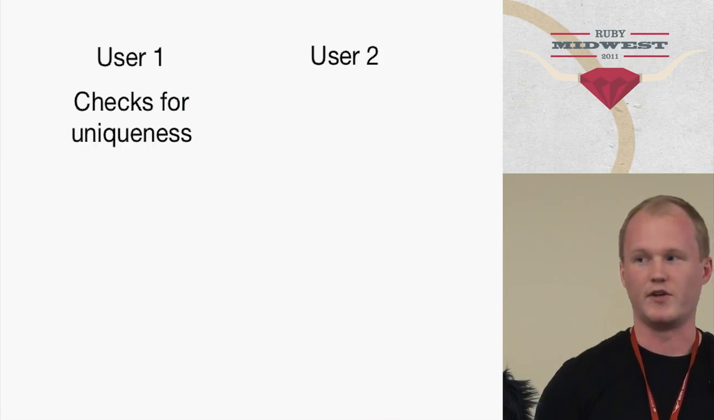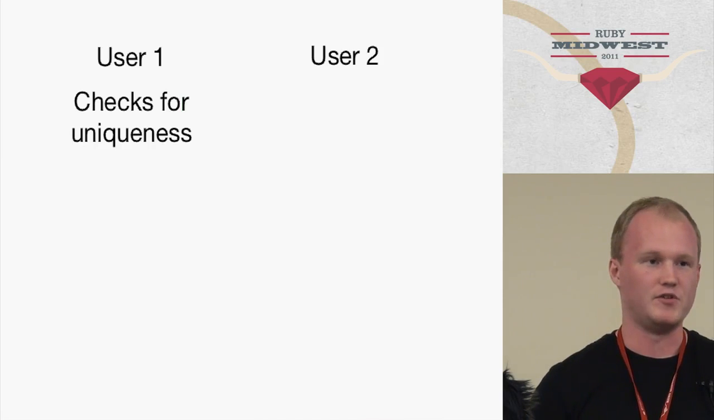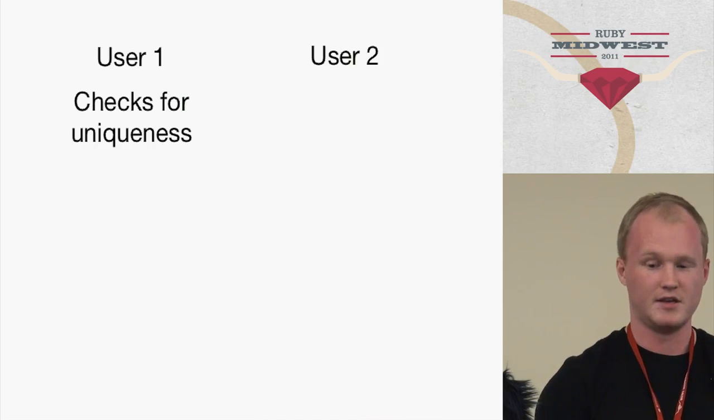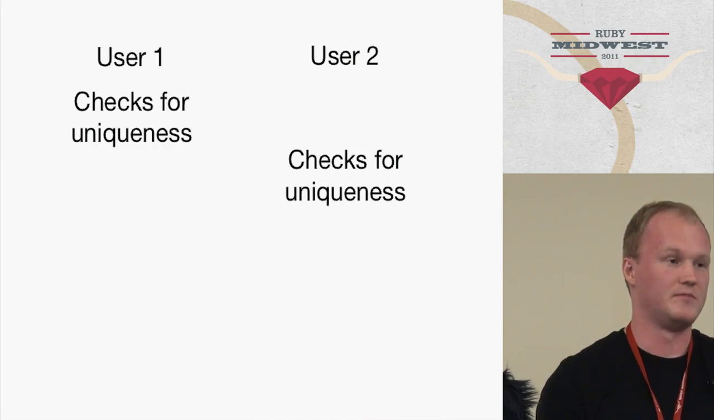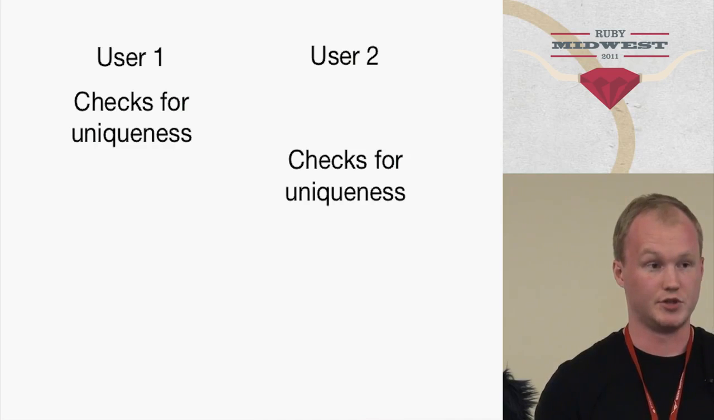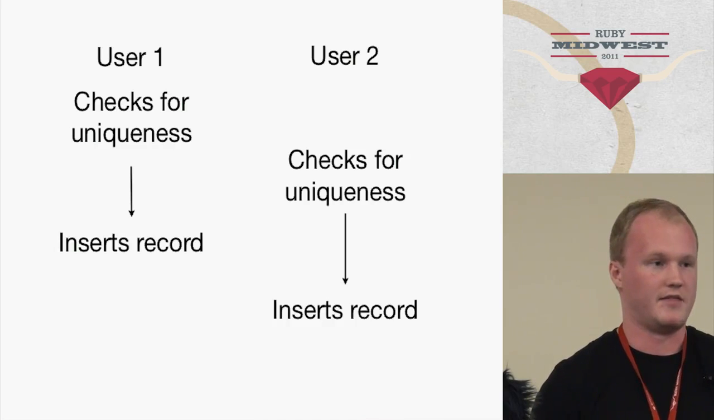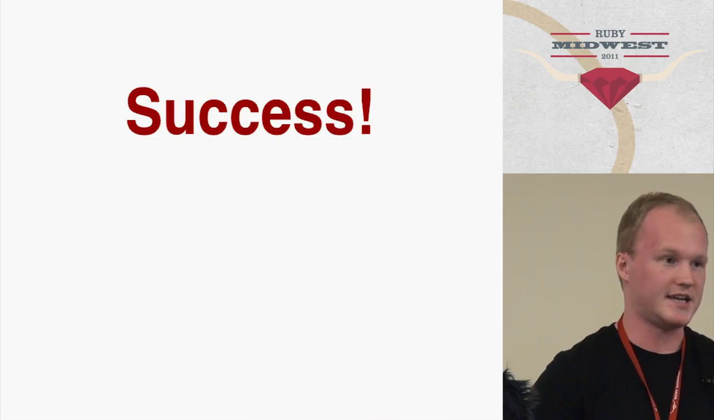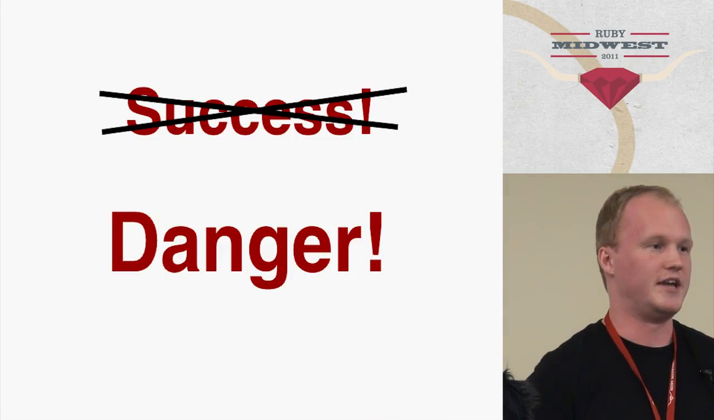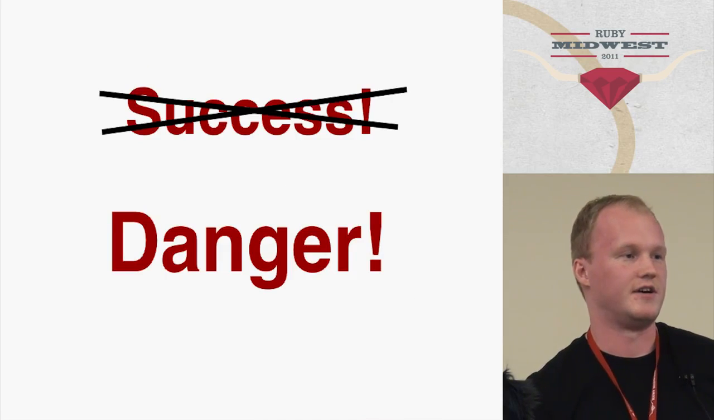User 1 wants to create a record. We check for uniqueness. The database returns true. User 2 comes along and wants to do the same exact thing. Well, no insert has happened yet, so it's going to return true as well. And then both of them have the OK to insert. And success! No, danger! We have integrity issues now.